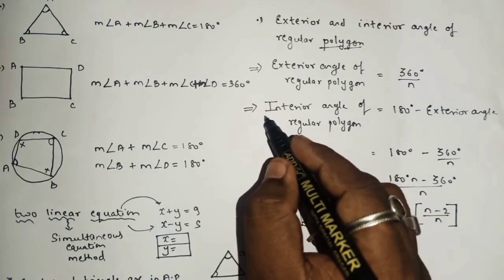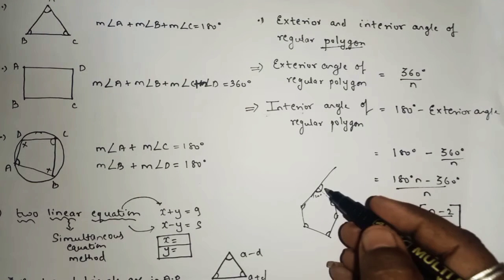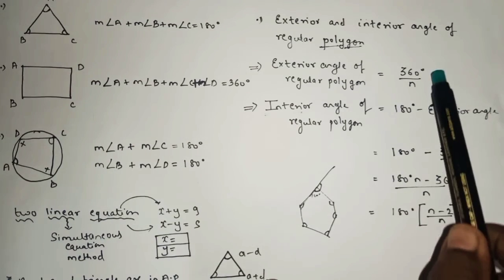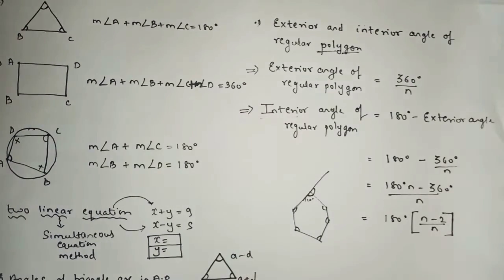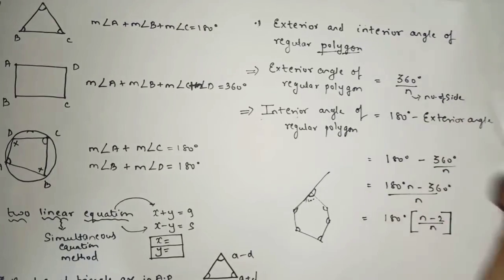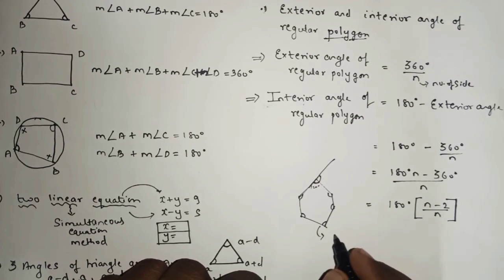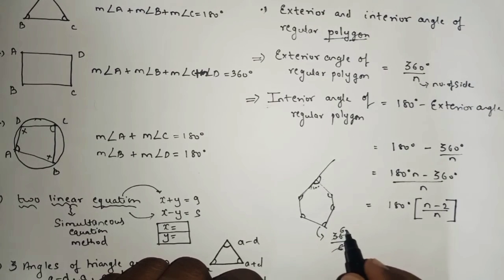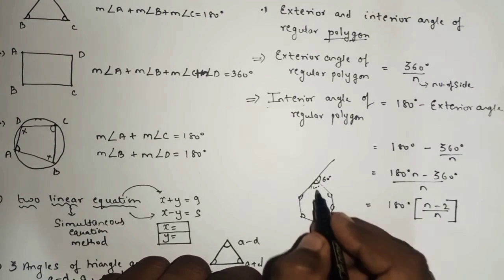The exact property to find the interior angle of any regular polygon is that we must first know the exterior angle. To find the exterior angle we have a simple property: write 360 upon n, where n is the number of sides of the regular polygon. As this is a hexagon, we have 360 upon the number of sides, which is 6, so this will be 60 degrees. So the exterior angle is 60 degrees, and we have to find the interior angle.